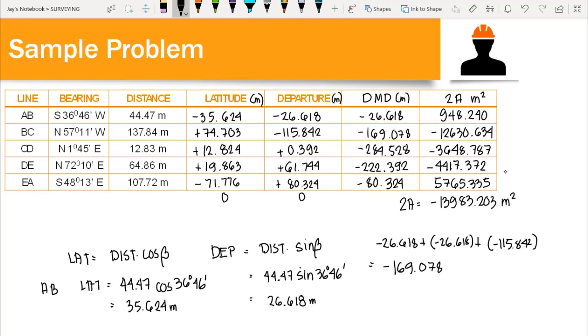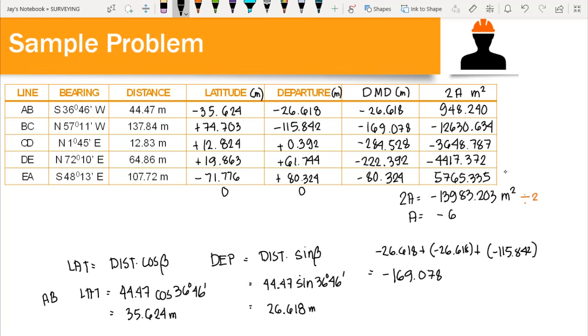To compute for the area, we divide it by 2. We divide both sides by 2. Then we have the value of the area of our lot, which is equal to negative 6,991.602 meters squared. Since we do not have negative area, we can actually eliminate the negative. So therefore, our area is equal to 6,991.602 meter squared.